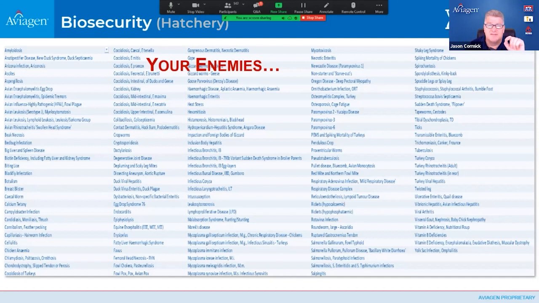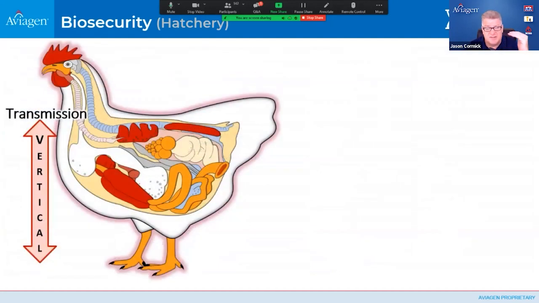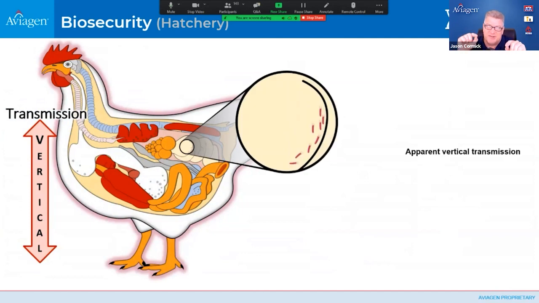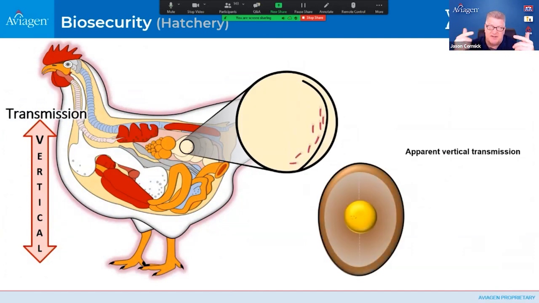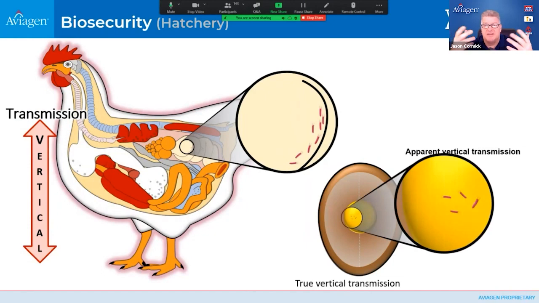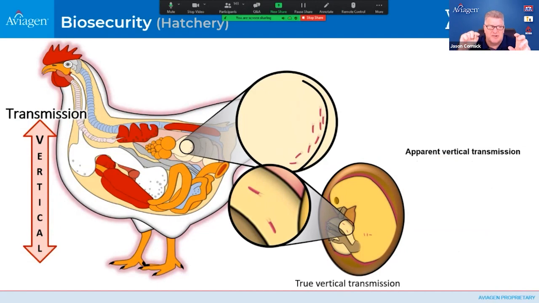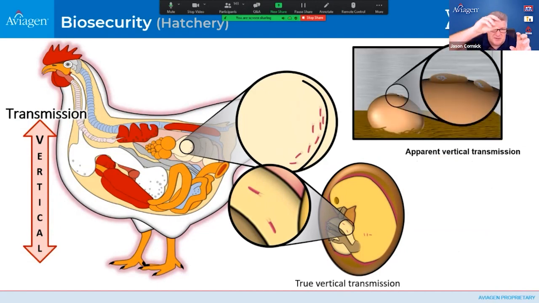Let's look at the vectors. So if we look at vectoring, the first one is vertical transmission. That's where it's picked up by the mother hen. So if she's got a bacteria inside her, it's picked up inside the oviduct. So by the time the egg is laid, it's already infected. So true vertical transmission means it's coming through inside the oviduct. Apparent vertical transmission means it's on the surface of the egg. In terms of how that affects your operation, it's exactly the same.